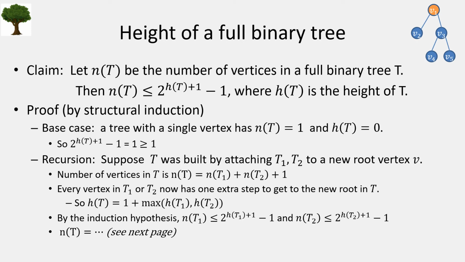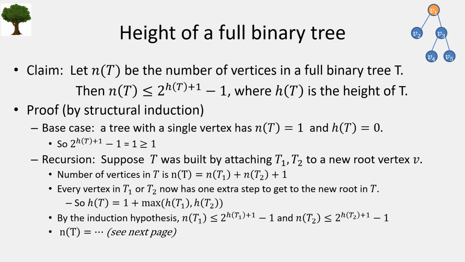So what is the height of our new tree? Well, to get to the new vertex V, every vertex of T1 or T2 would need to make one more step than it needed to make to get to the root of T1 or T2 respectively. T1 and T2 may be of different height, so since the height of the tree is a maximum over all distances from a vertex to the root, we will take the height of the new tree to be 1 plus the maximum of the height of T1 and the height of T2. Okay?